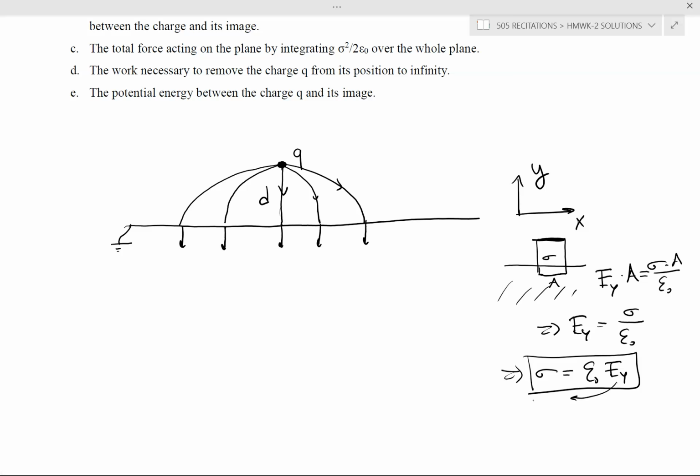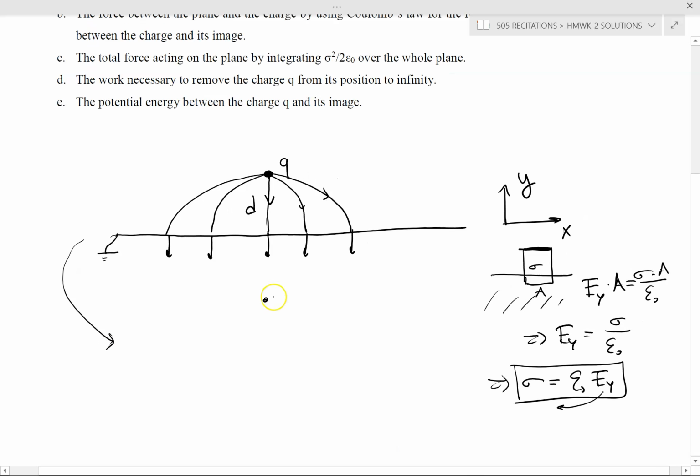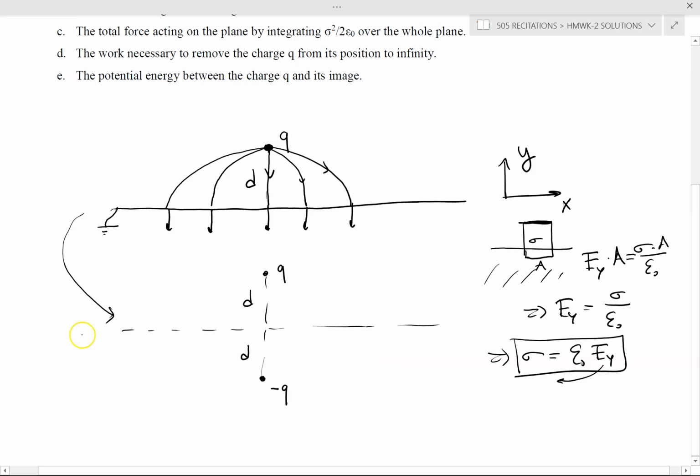And that is what I will do for the moment, but I will do it by using the method of images. In this case, its image is simple. It's minus q at a distance of d, which makes sure that the whole potential at this surface is equal to 0. That's the whole idea.